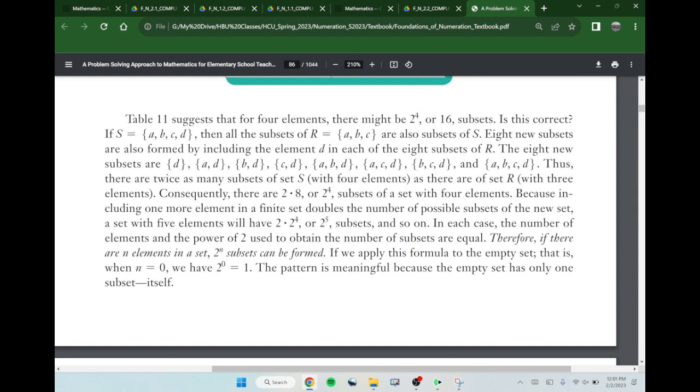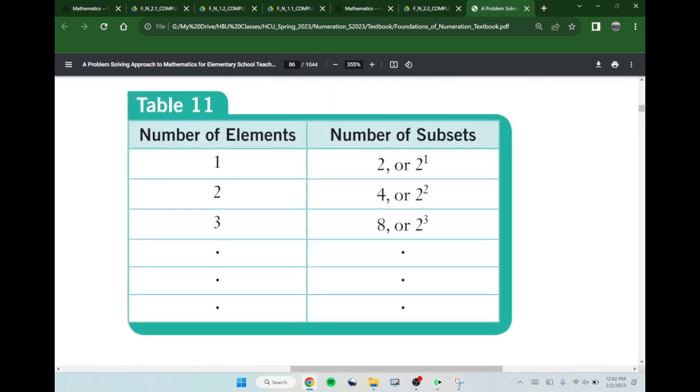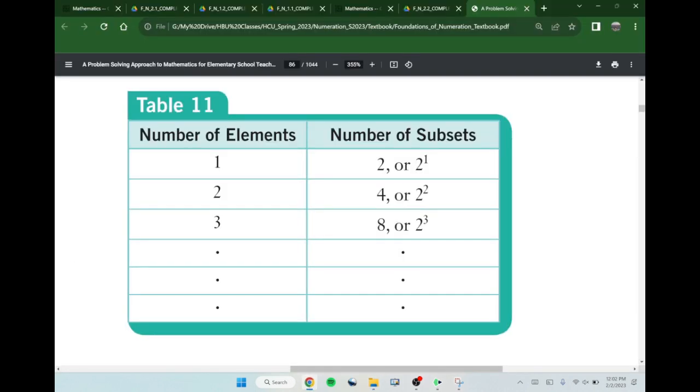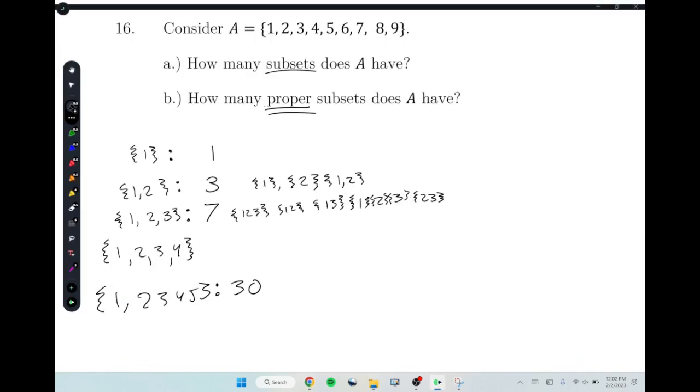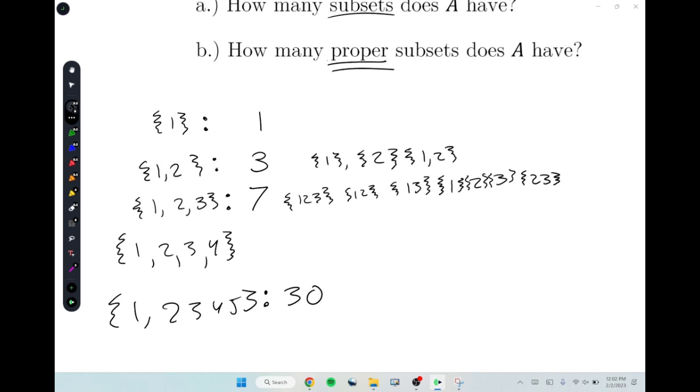2 to the n. The number of elements, look right here. Number of elements, number of subsets. If 1, then there's 2. If 2, then there's 4. If 3, then there's 8. So we're missing 1 each time. What is that 1? And this saves us all. Based on what we just wrote, and this is really good learning for me and for you, we're missing 1 each time to make a good pattern.